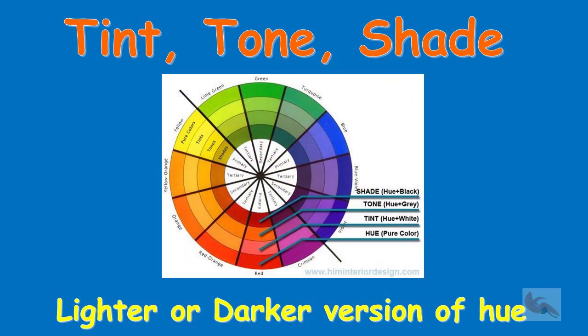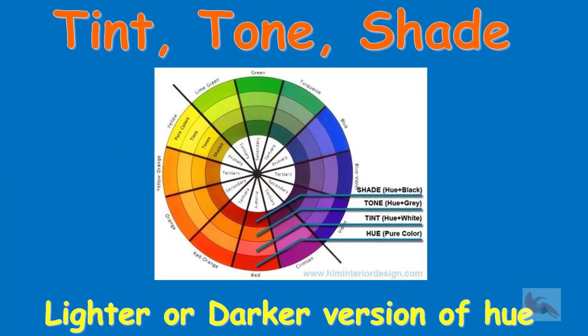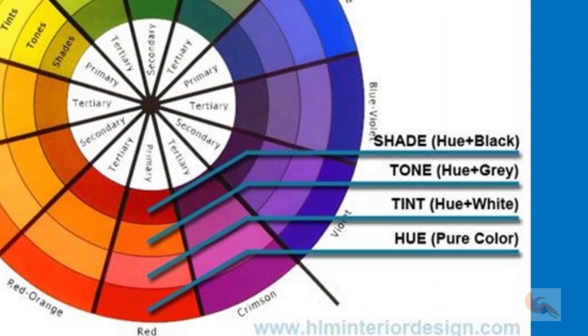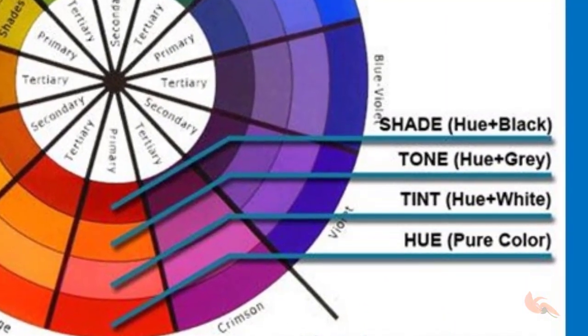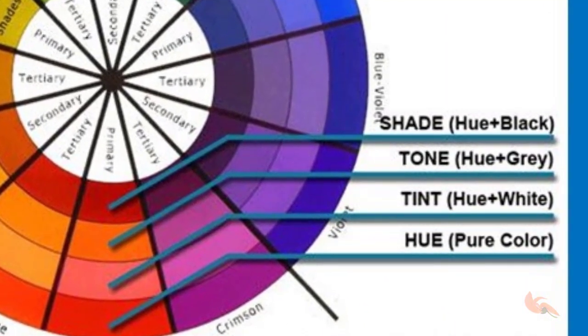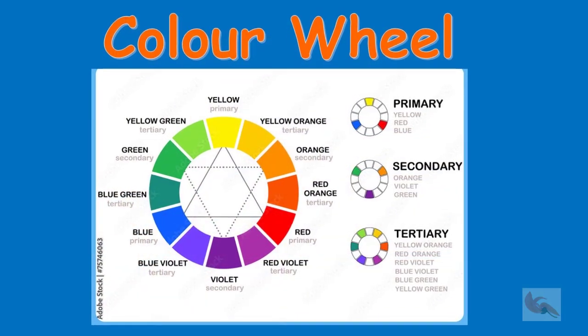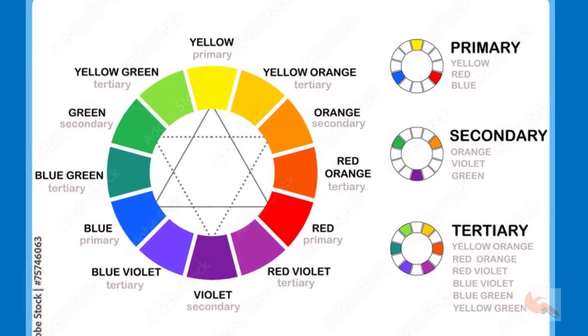Tint is the lighter version of hue, which you can get by adding white in case of acrylic and oil, and simply by adding water in case of watercolor. Shade is when gray is added, that is a slightly darker version of the hue. A color wheel is a nice way to represent colors to understand their relationships.